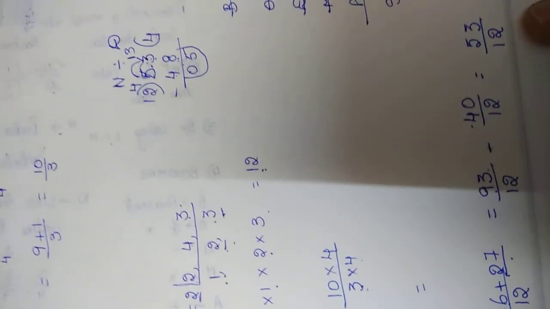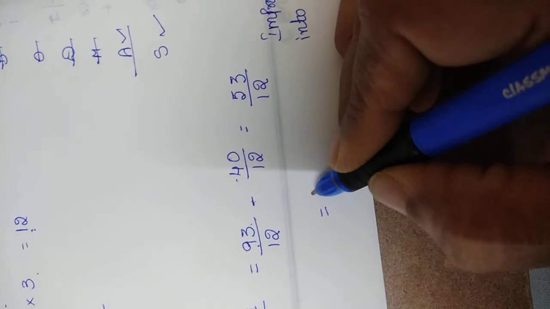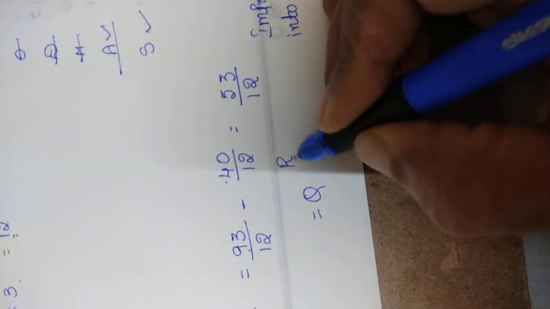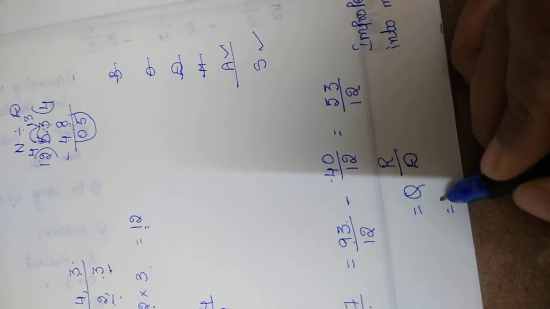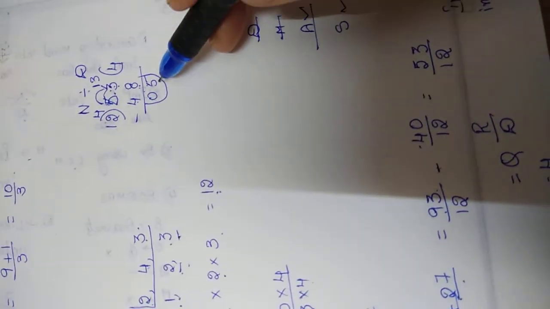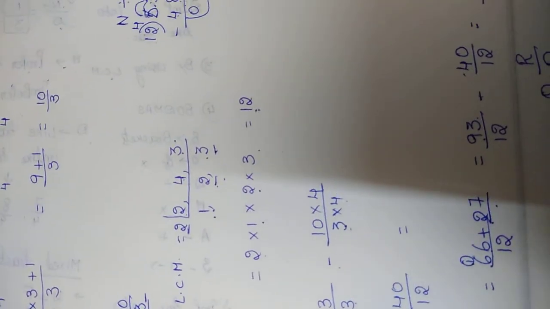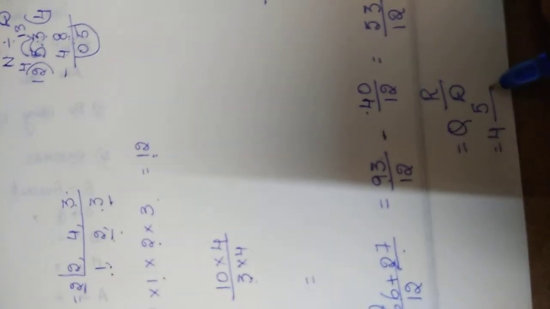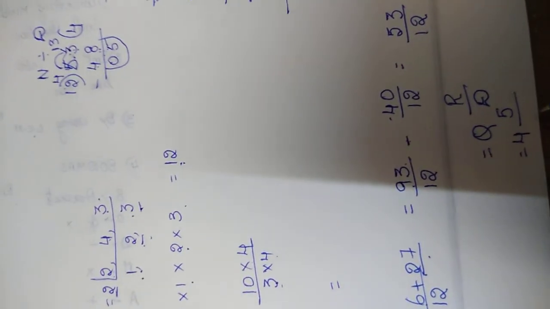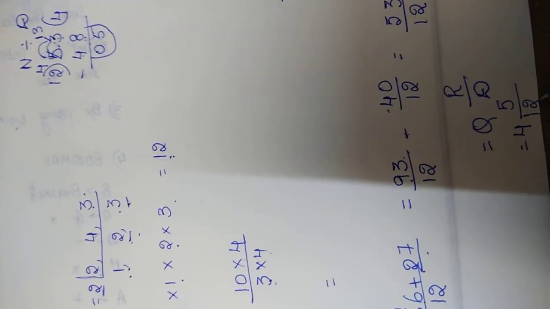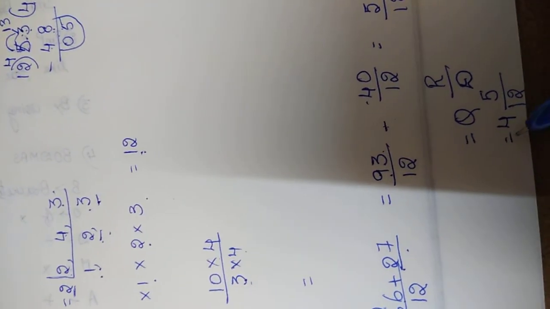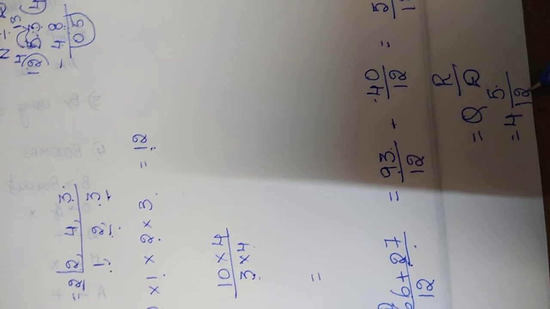Then how to write this in mixed fraction? Simple thing: quotient, remainder by divisor. So in this division the quotient is 4, the remainder is 5, and the divisor is 12. So my answer is 4 5 by 12.